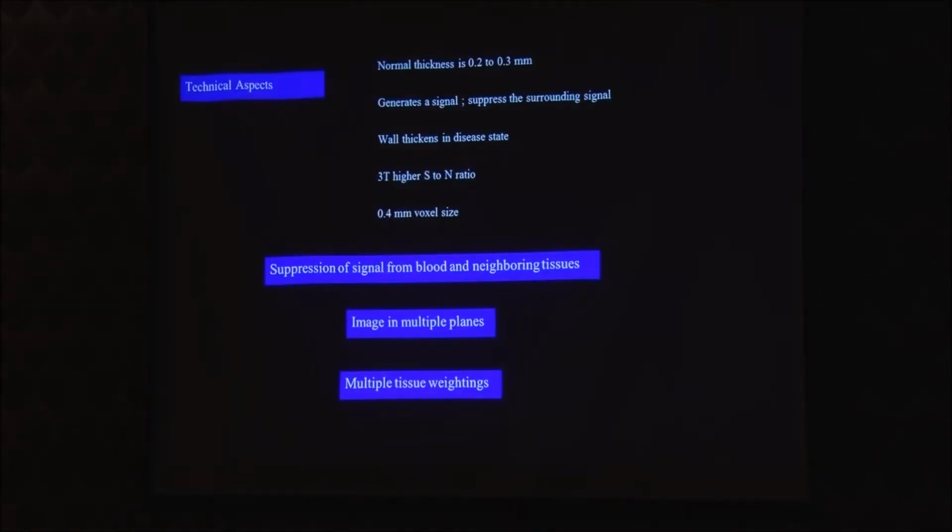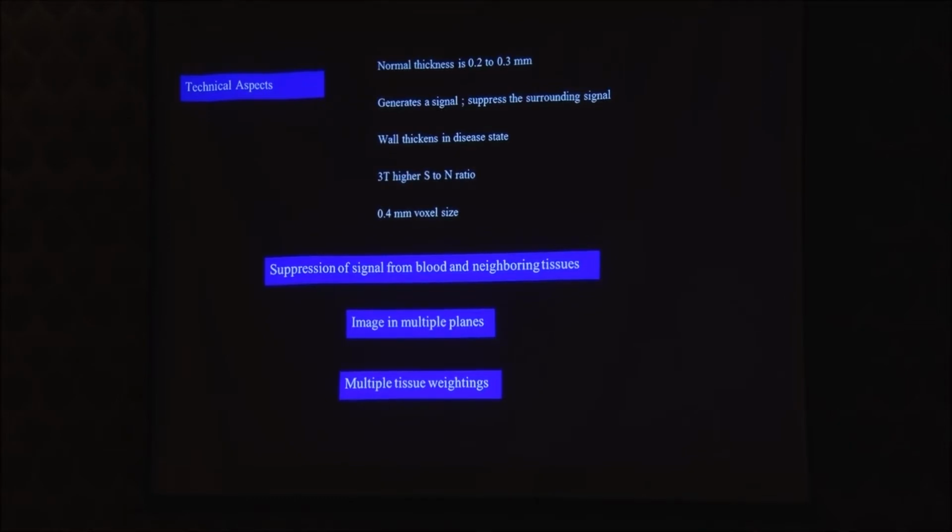So, the technical aspects of how we do the vessel wall imaging. The normal thickness of the wall is very small, 0.2 to 0.3 mm. So we have to generate a signal from the wall, but suppress all of the signals from within the lumen of the artery as well as outside the wall of the artery. We know in a disease state, the wall will thicken, and therefore we will be able to generate a signal from the wall of the artery.